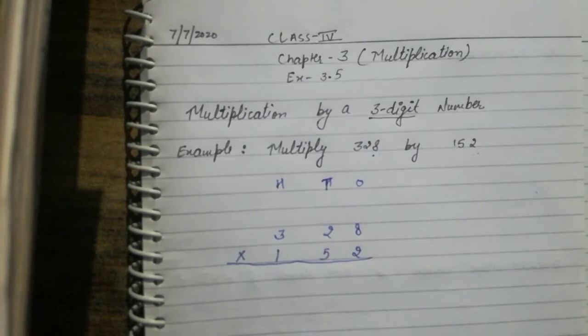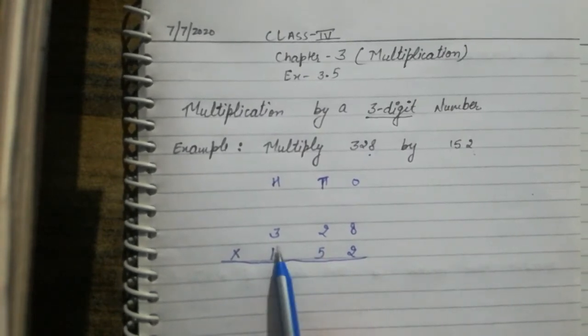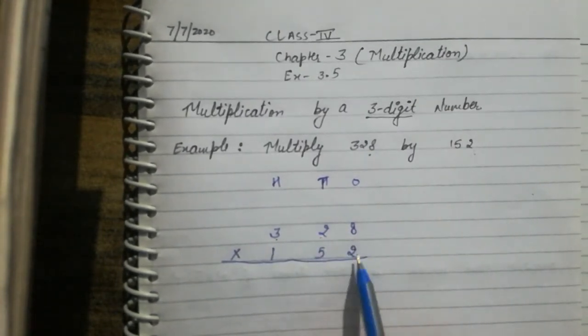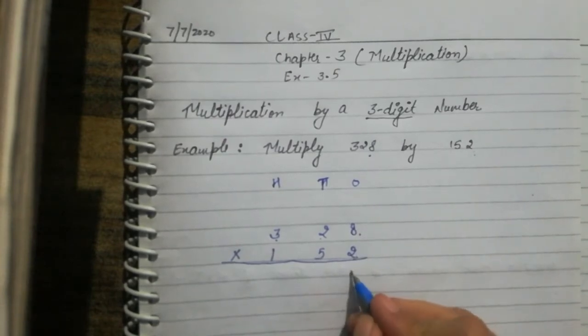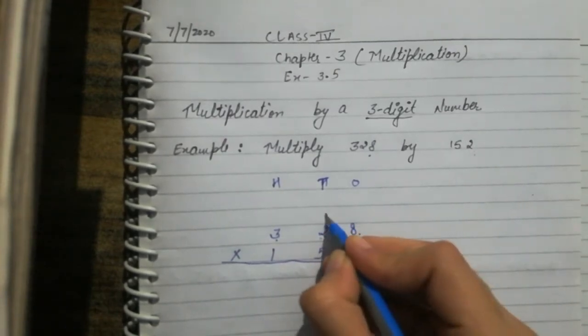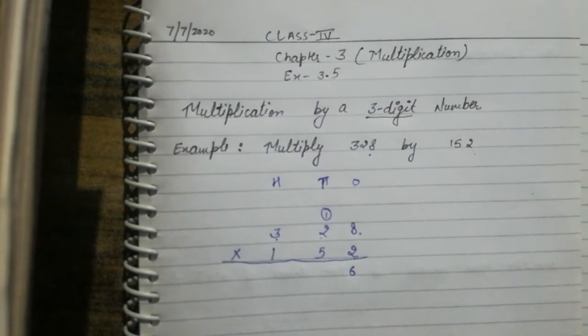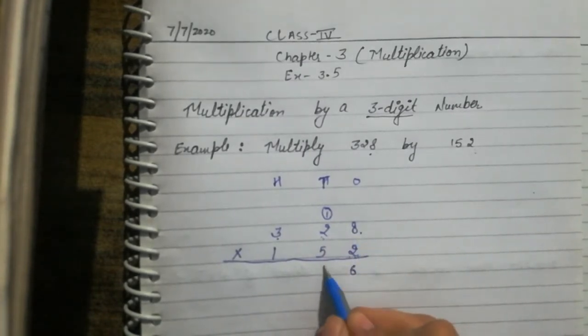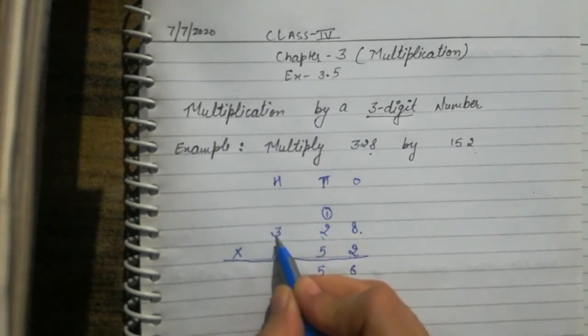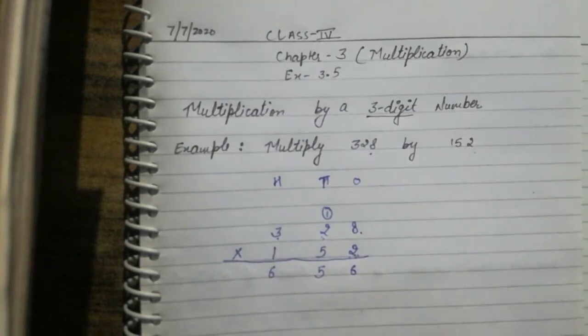When we start multiplying, first of all we will multiply 328 by 2. Always start multiplication from the right hand side. 2 8s are 16. So write down 6 here and 1 will go to carry. 2 2s are 4, 4 and 1 is 5. 2 3s are 6. So write down 6.